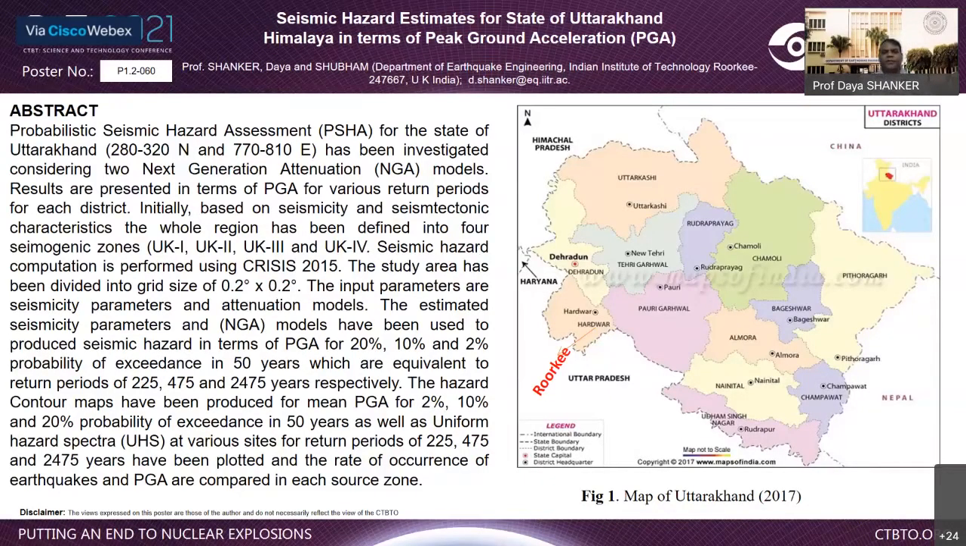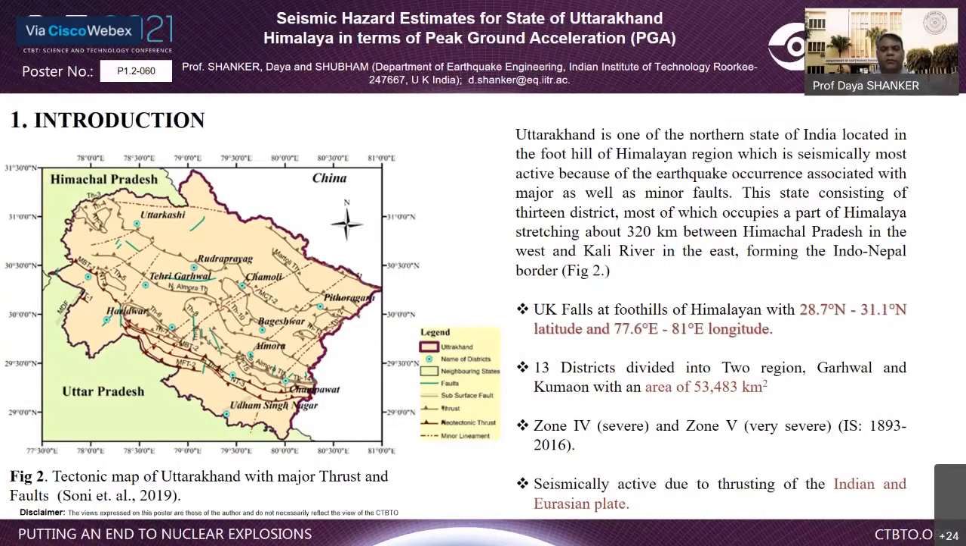My topic of presentation is seismic hazard estimate in the state of Uttarakhand, Himalaya, in terms of ground acceleration. Uttarakhand is situated in the middle of the Himalaya. I have divided this area into 4 zones, and seismic hazard estimate in terms of peak ground acceleration has been estimated.